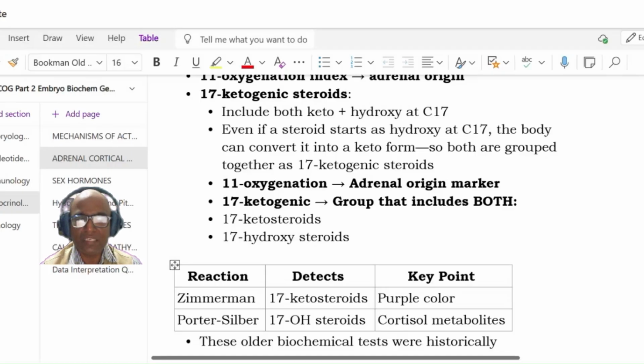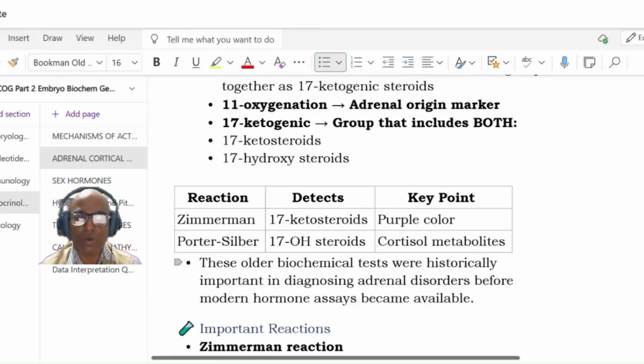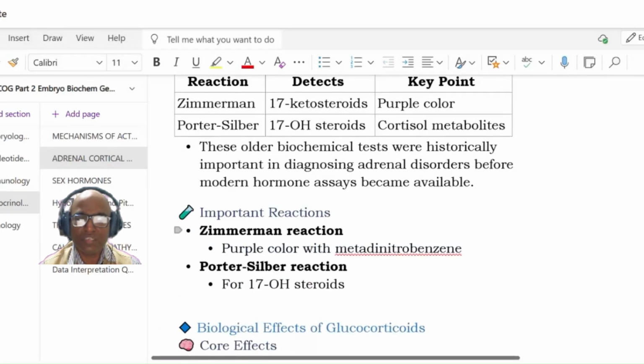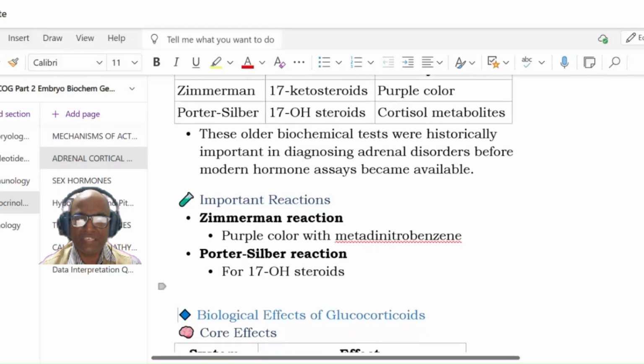So Zimmermann is for 17 ketosteroids. It gives a purple color, while Porter-Silber detects 17 hydroxysteroids. These are the cortisol metabolites. These older biochemical tests were historically important in diagnosing adrenal disorders before modern hormone assays became available. For adrenal hormones, the tests which are carried out clinically, we will discuss at the end of this session. So the important older reactions: the Zimmermann reaction gives the purple color with metadinitrobenzene, and the other is the Porter-Silber reaction for 17 hydroxysteroids.